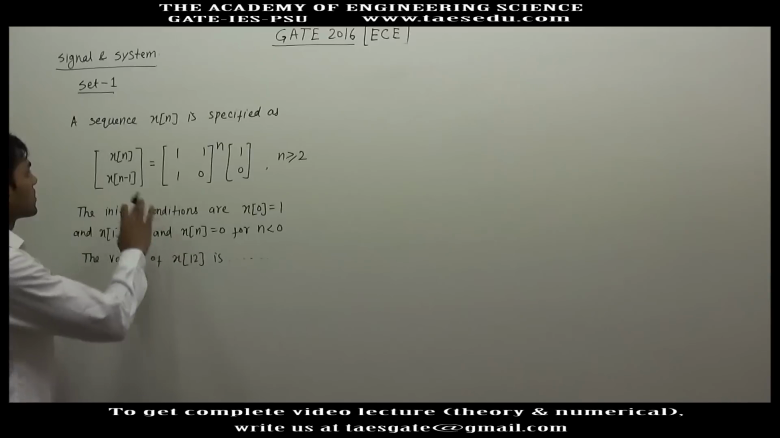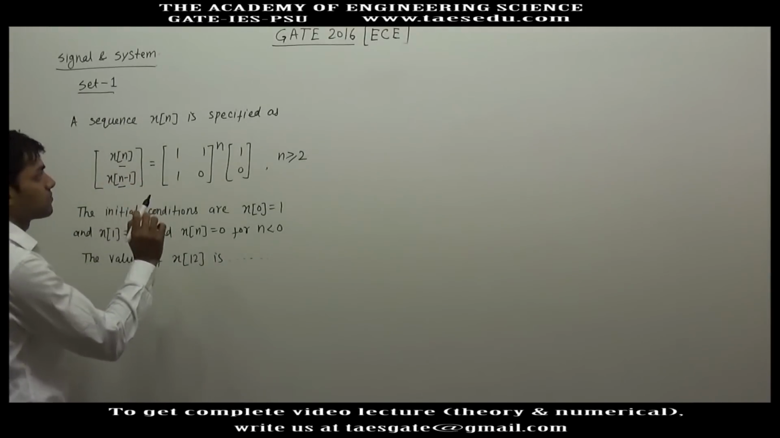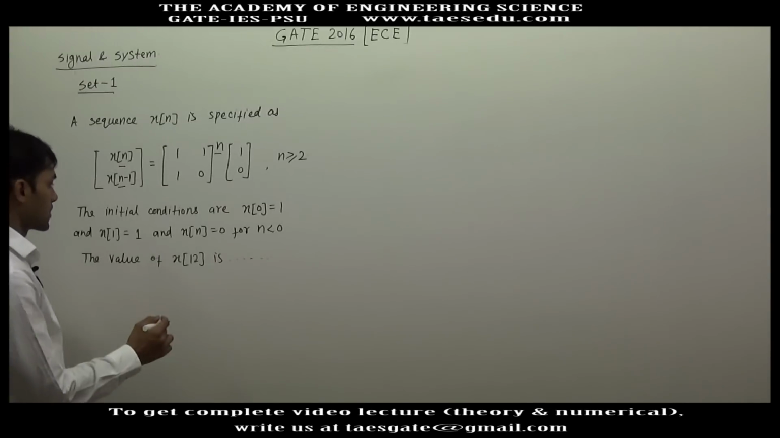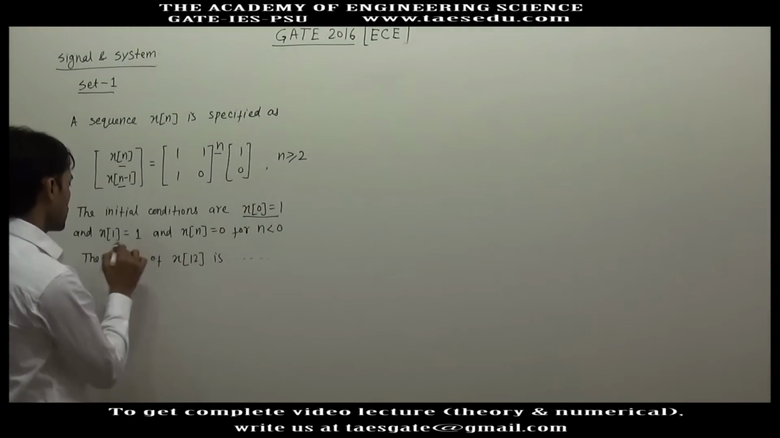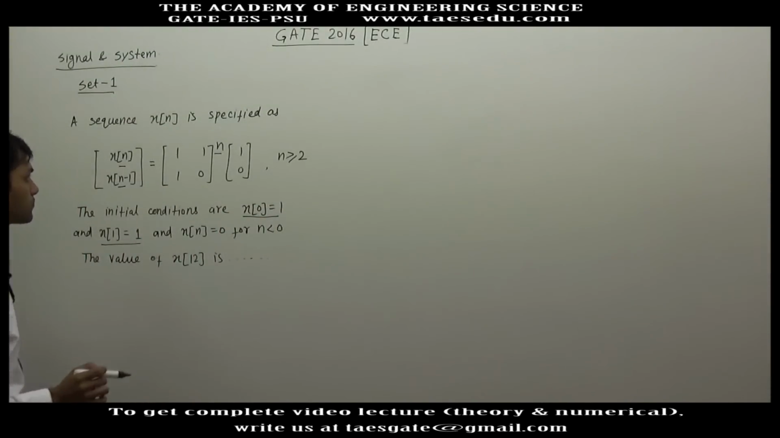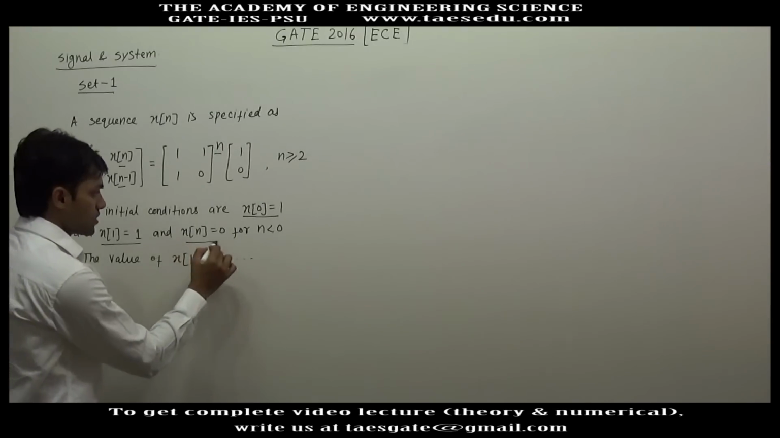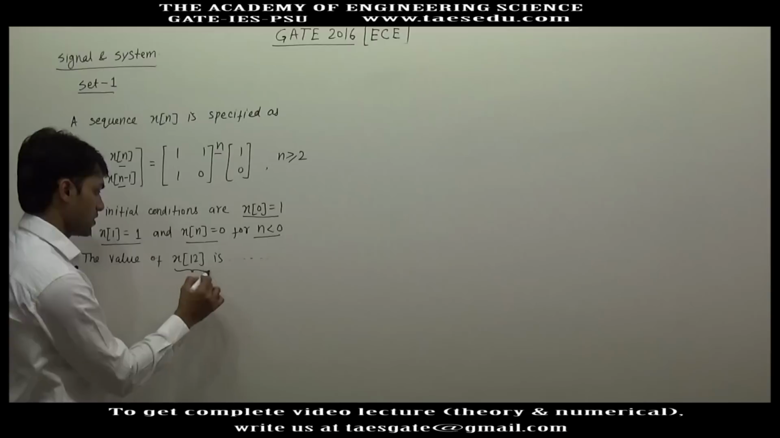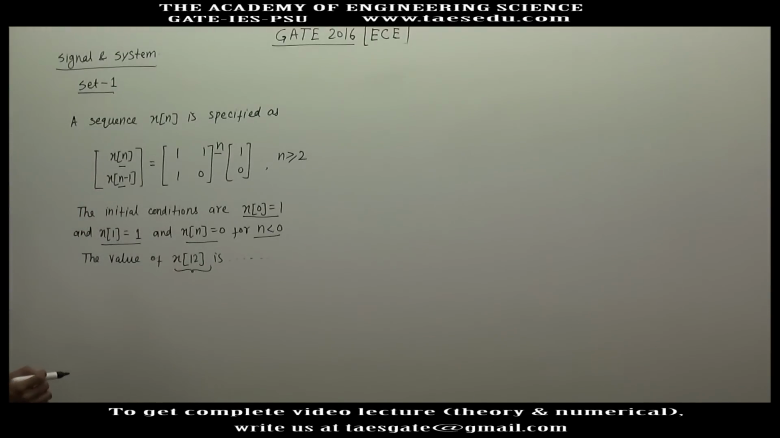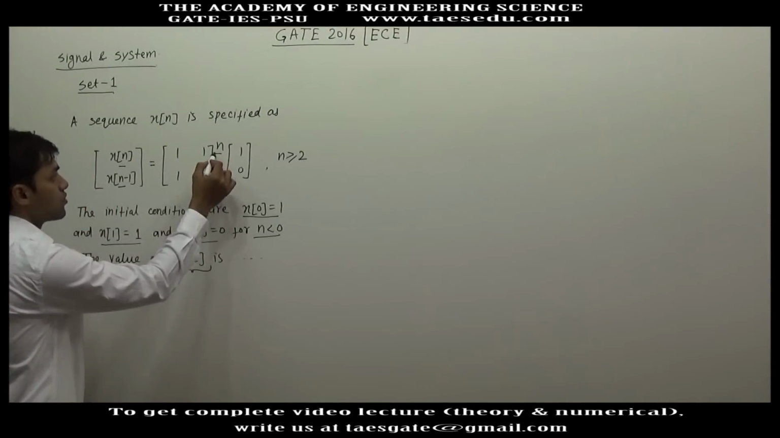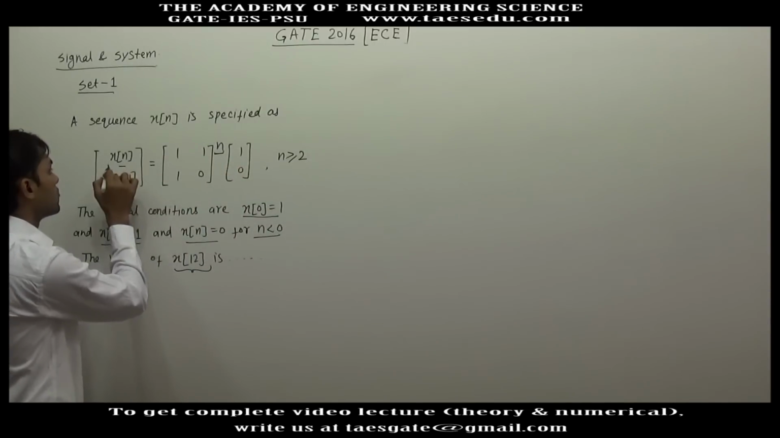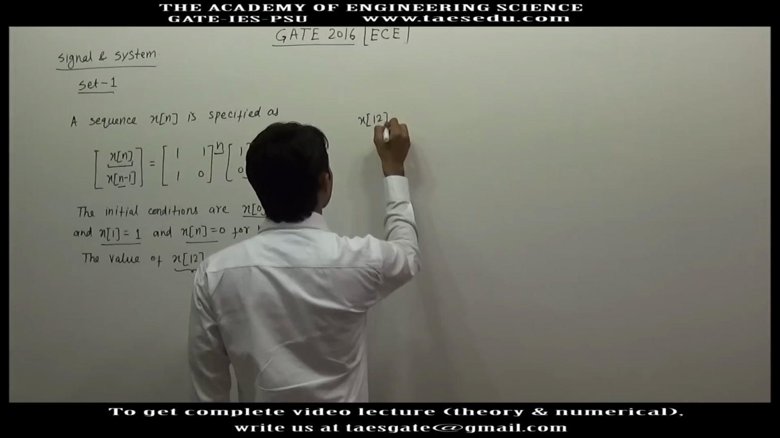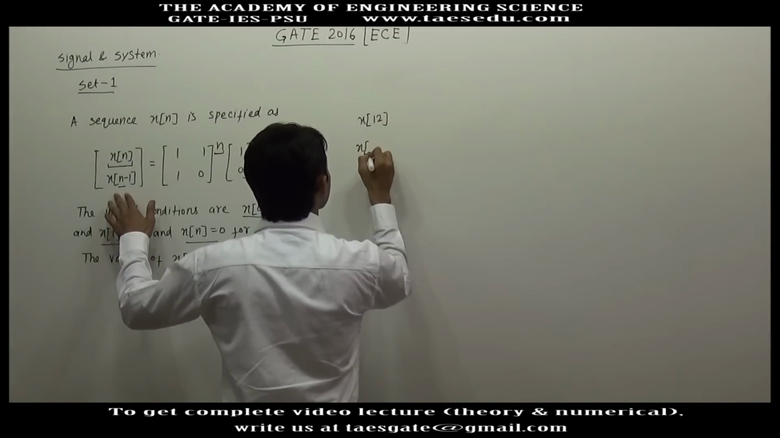Here we are given the relation between xn and xn minus 1 in terms of n, and the initial conditions are given as x0 equal to 1, x1 equal to 1, and xn equal to 0 for n less than 0. We are required to find the value of x12. If you put n equal to 12 in this equation, we will get the value of x12. And here you will get x11.